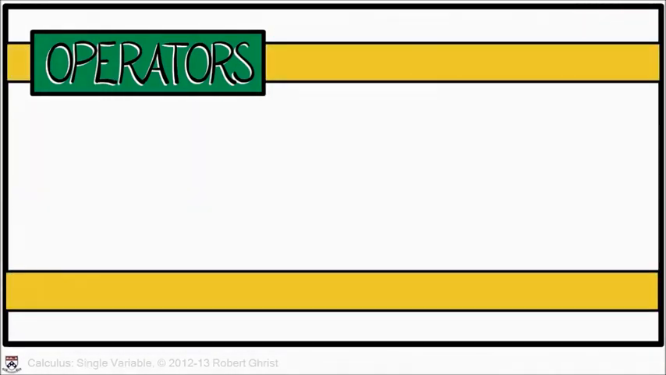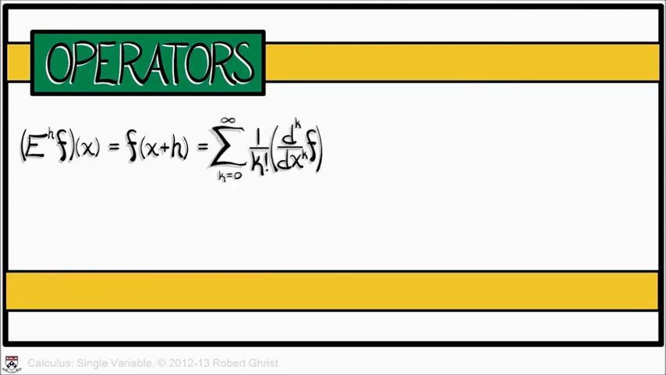Let's see what happens when we think in this language for a little bit. What is E to the h of f evaluated at x? This is a shift by h. I need to take f and evaluate it at x plus h. Now, let's use our intuition from Taylor series. If I take the Taylor expansion of this, it is the sum, k goes from 0 to infinity, of 1 over k factorial times the kth derivative of f evaluated at x times h to the k.